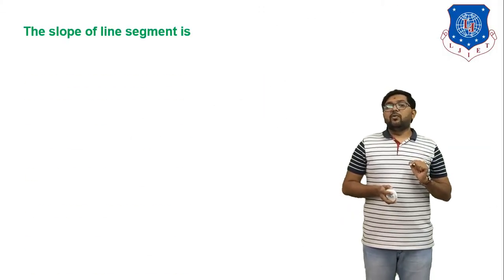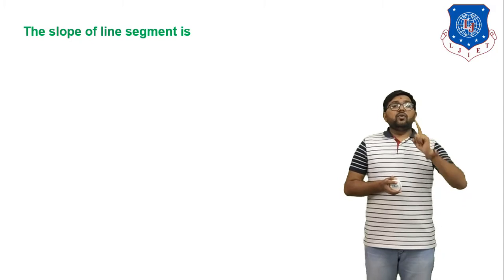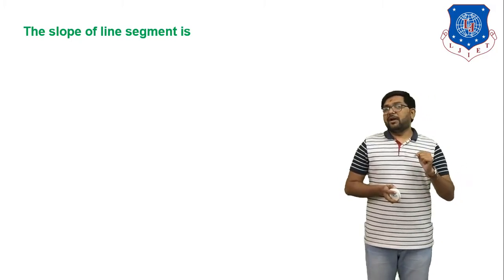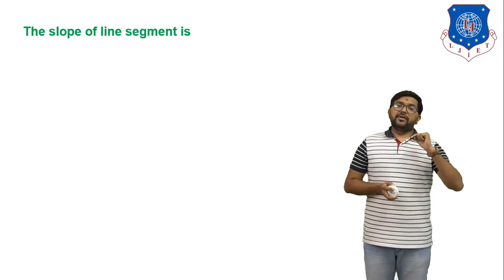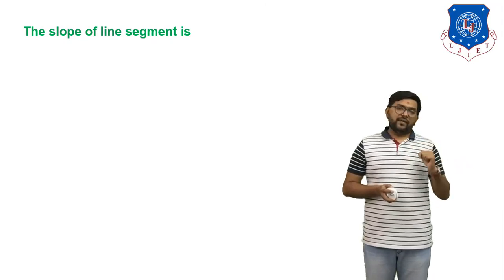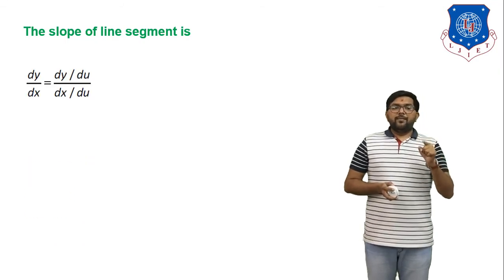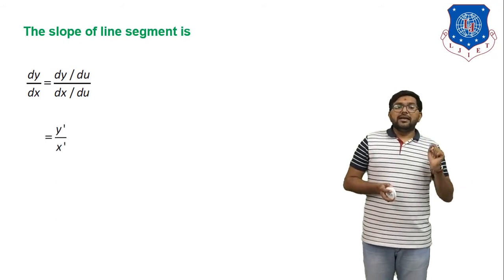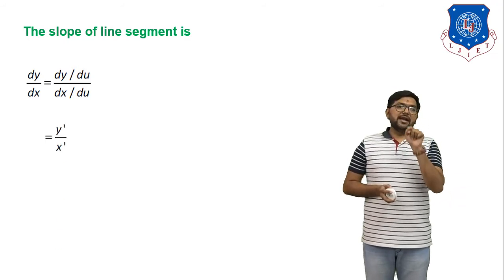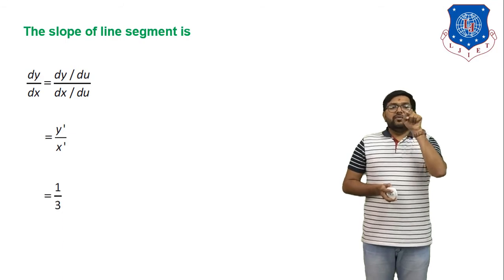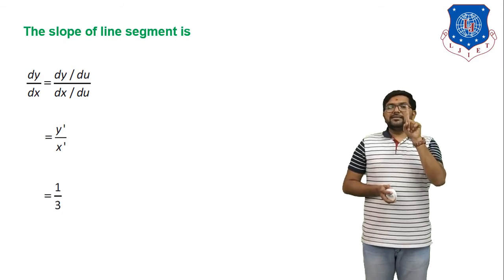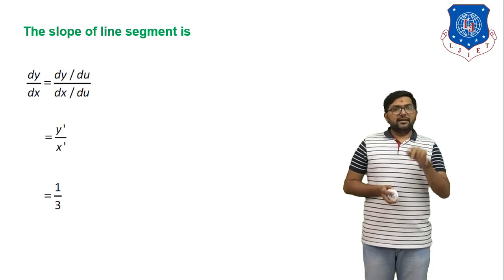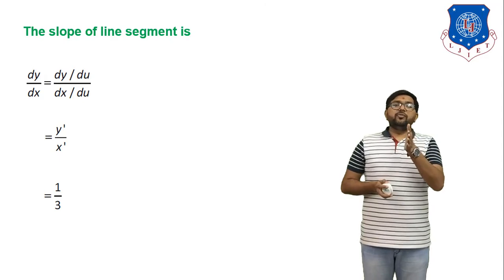Now we have to find out the slope of the line. Clear? Now you all know how to find the slope of the line. So the slope is delta y upon delta x. Delta y indicates the difference of y coordinate, delta x indicates the difference of x coordinate. Clear? So dy upon dx is equal to dy upon du in the numerator, dx upon du in the denominator, which is y dash upon x dash. That means delta y upon delta x. So the value of y dash is 1, the value of x dash is 3. So the answer for the slope is 1 upon 3. Clear? So the first numerical is complete.